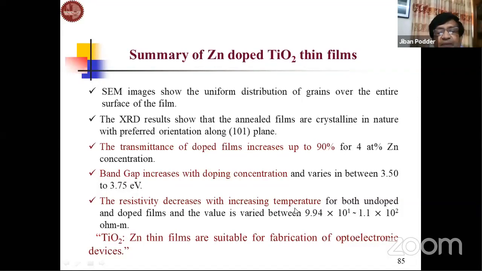Resistivity decreases with increasing temperature for both the undoped and doped films, and the value varies in the order of 10 to the power 1 to 10 to the power 2 ohm meter. And we can conclude that these zinc doped oxides could be suitable for fabrication because of that nano size, nanoparticles and agglomerations.